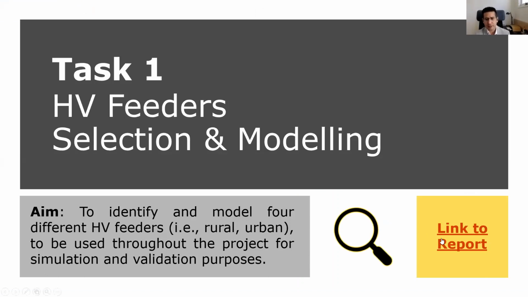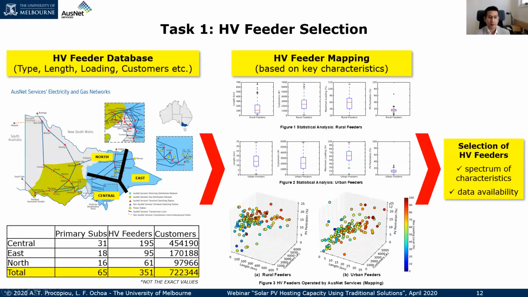So let me take you through task 1 very, very quickly. The report is available. There's a link there as well. And what we were doing here really was the very detailed modeling of high voltage feeders. So these are 22 kV feeders. Now, of course, each DNSP around the world will have hundreds, if not thousands, of high voltage feeders.